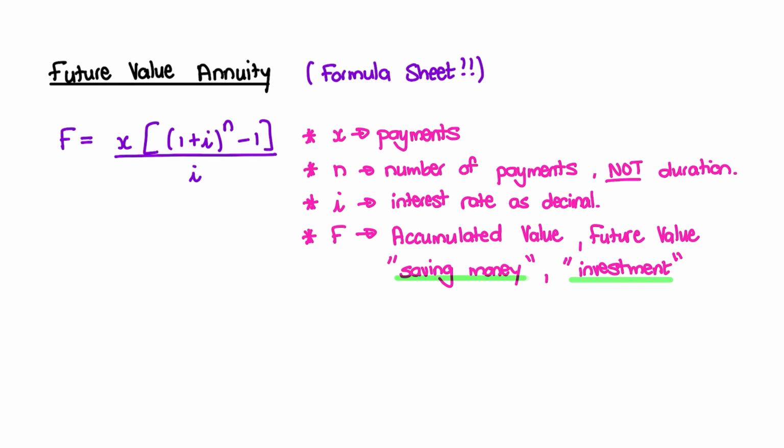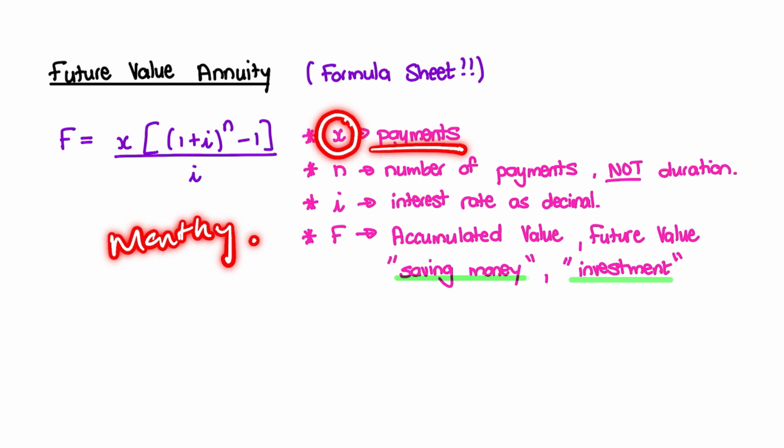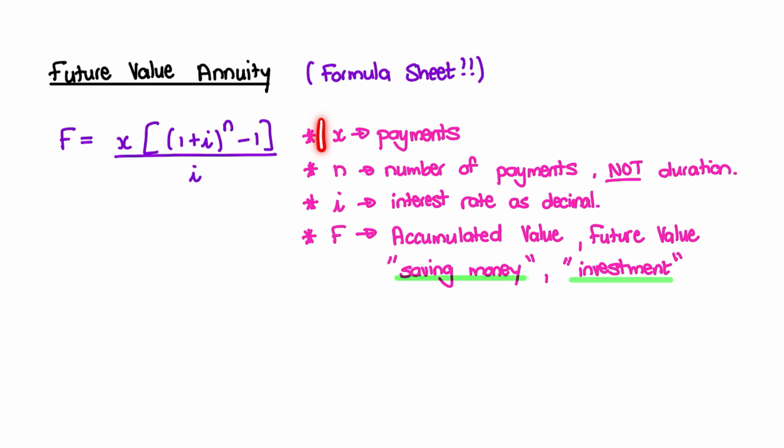And what we want to calculate with a future value annuity is some sort of investment growth that we will receive in the future. For example, like a retirement fund or some sort of saving in which we make monthly or regular payments. Now notice what I said, X represents payments. It does not have to be monthly payments only. We can also make quarterly payments, weekly, daily, or semi-annually, which means twice in a year.